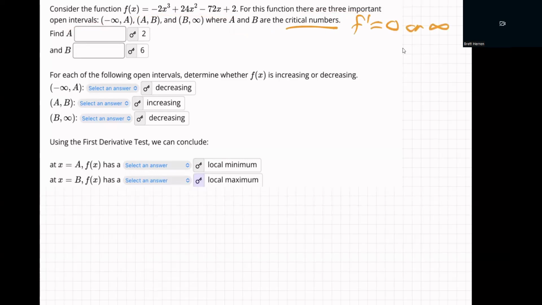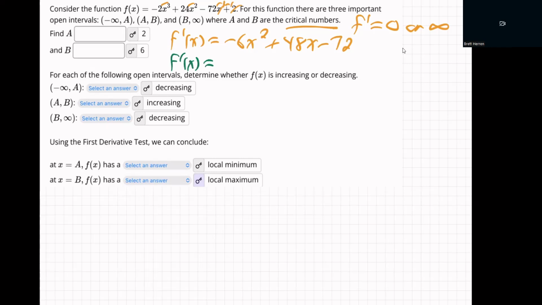So if I take the derivative of this function, bring down the 3, it'd be minus 6x squared, bring down the 2, plus 48x, and bring down the 1, minus 72, then you subtract 1, so that's gone. And the 2 is just gone. So there's the derivative. Now, we want to find out where it's 0 or infinity.